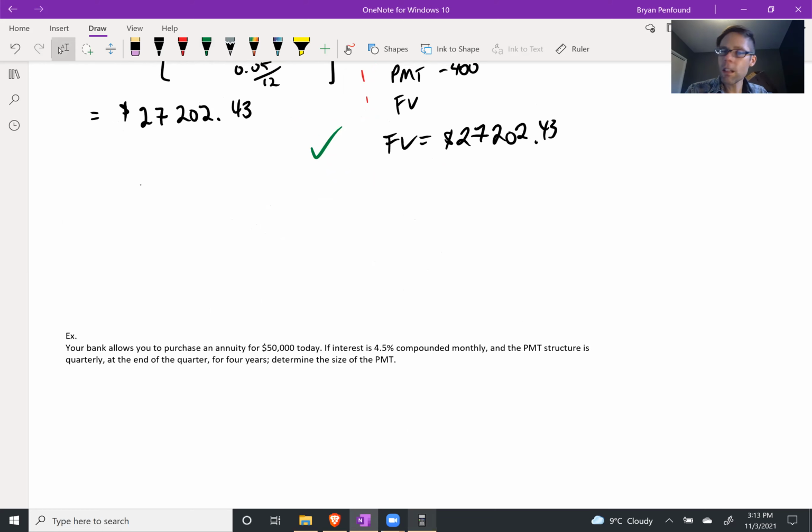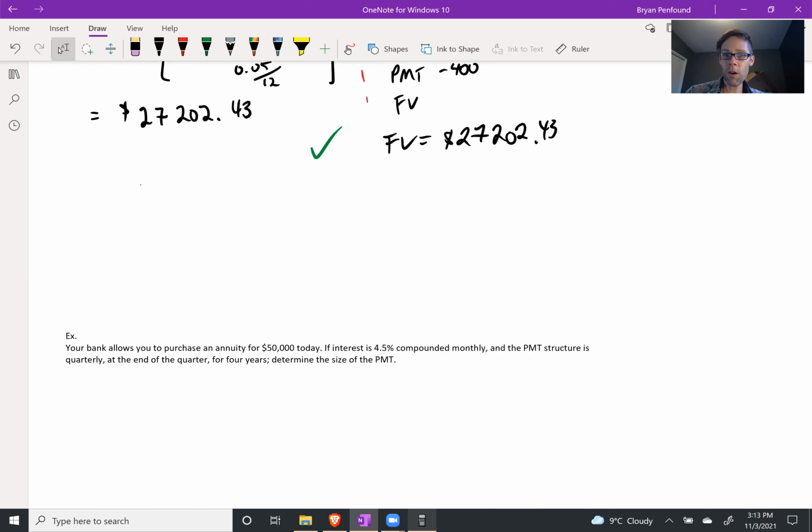And let's work with something a little bit more complicated. There's a little bit more happening here in this second example. So in example number 2, our bank is going to allow us to purchase an annuity for $50,000 right now. So the fair market value today of the annuity is $50,000.